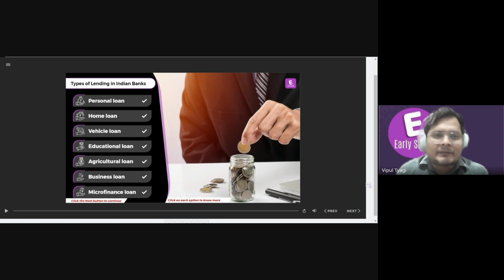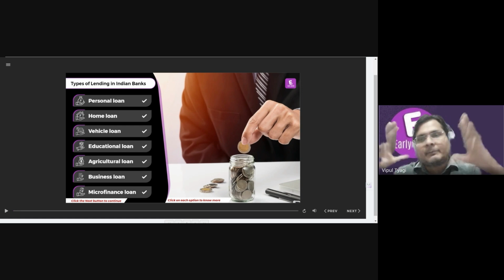So different types of money requirements are there in different businesses. To fulfill that capital requirement, people take a business loan, and there are different types of reasons for which people take business loans.